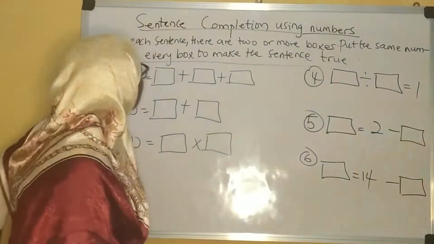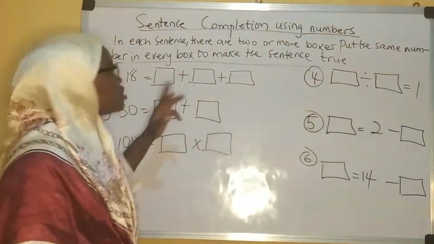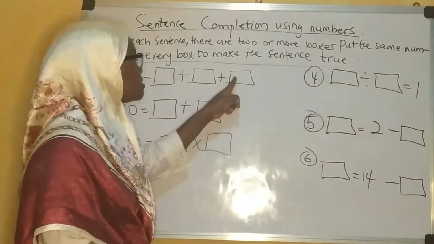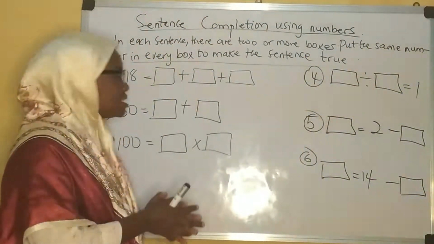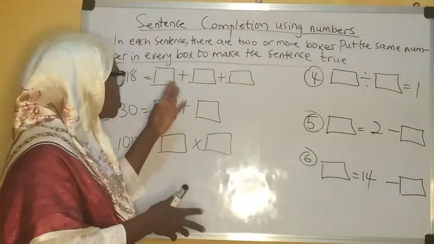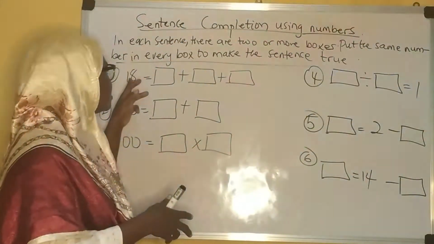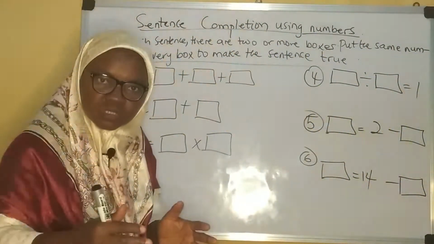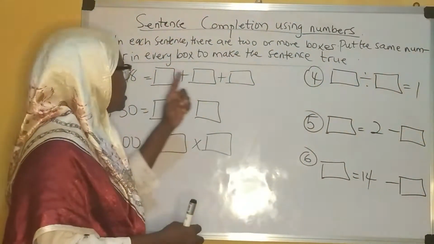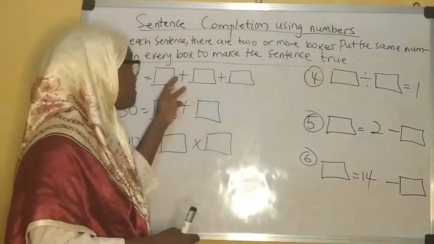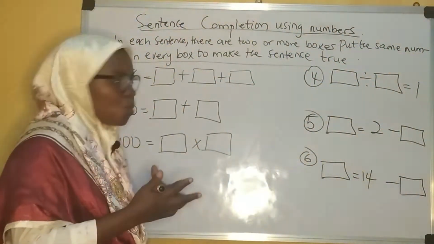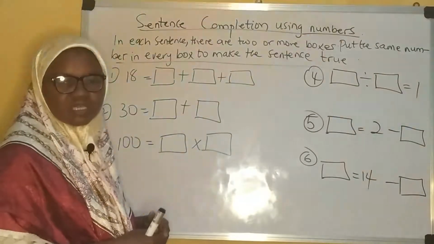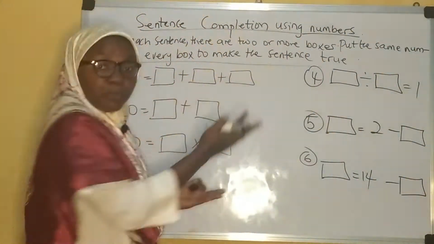Does that make sense? So now that I have 18 equal to this plus this plus this, what does that simply mean? It simply means that we should look for a number such that when we divide 18 into 3 portions, what we get here is the same as here and here. So since we have 3 boxes here, let me divide my 18 by 3 to see if I'm going to get it, because I have 3 boxes.